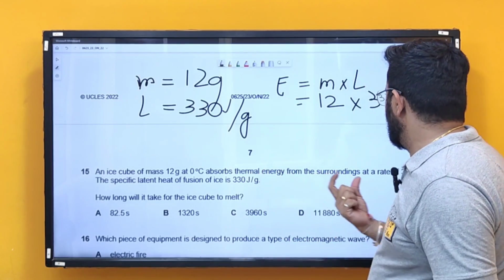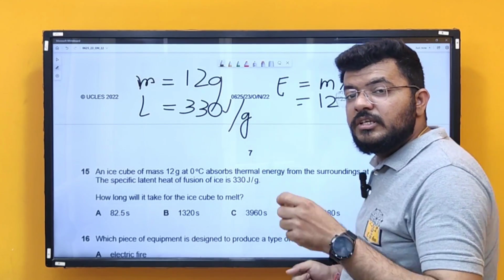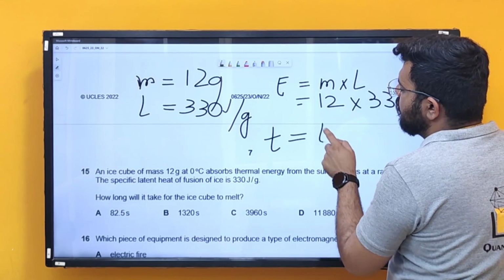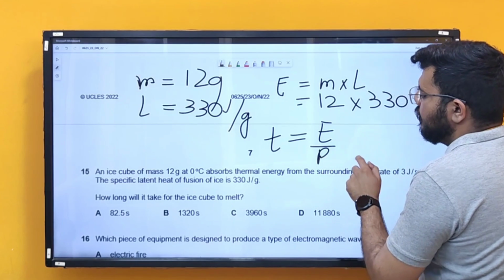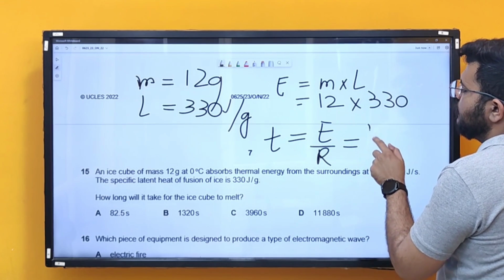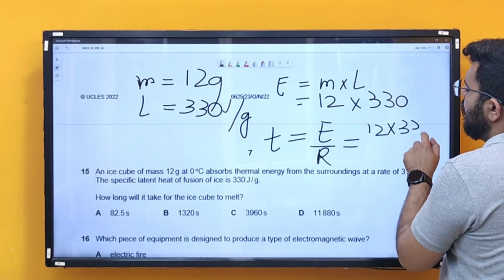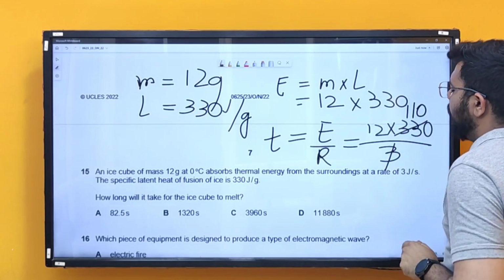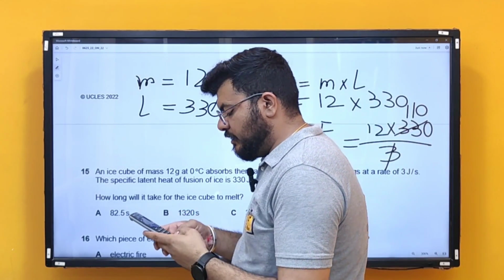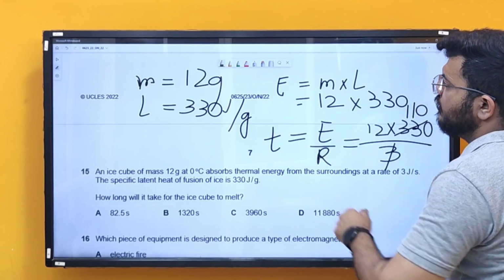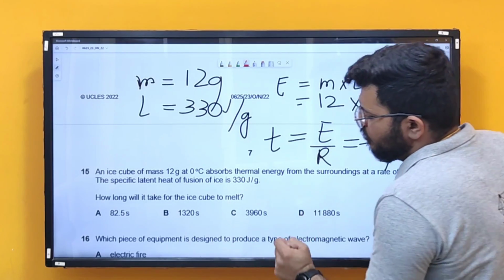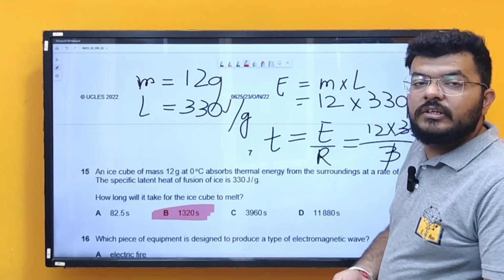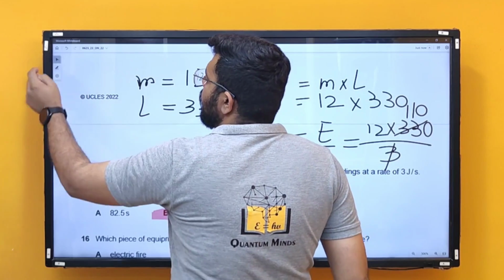Now per second, the surrounding gives it 3 joules. So time is nothing but energy upon the rate, right? Rate at which it absorbs energy. So 12 into 330 upon 3 joules per second. This goes 110 times. So 12 into 110 gives us 1320, which is option B. 1320 seconds are required for this ice to melt.